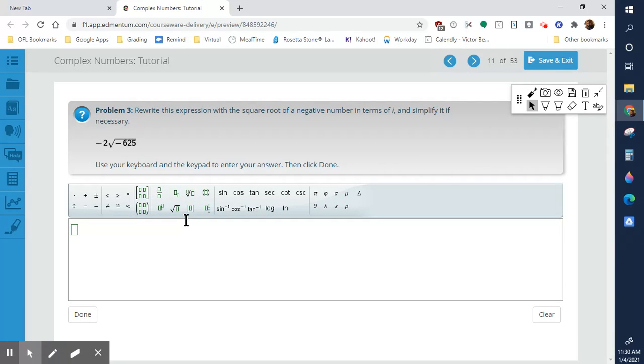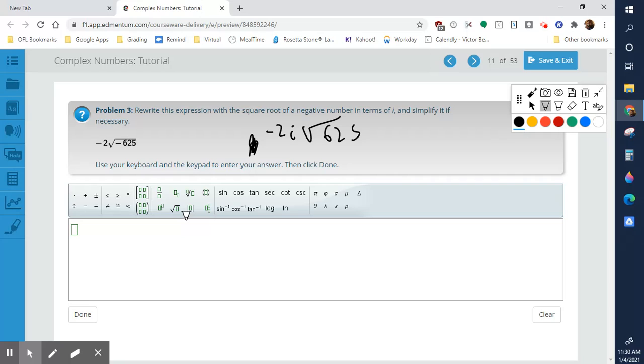All right. So this one, we have an outside number. The first thing we're going to do is take out that negative. So it's negative 2i. The negative 2 stays the same. We're just taking the i to get rid of the negative inside the root. It does not affect this negative.